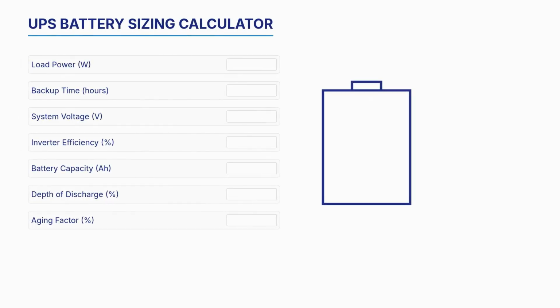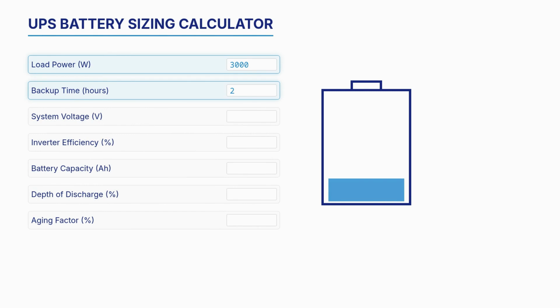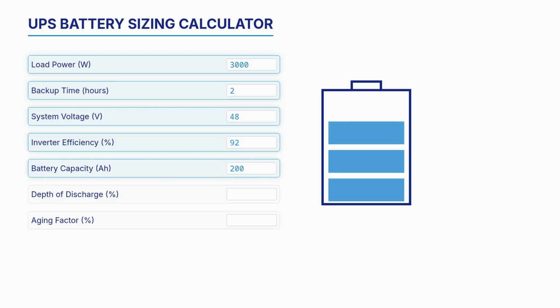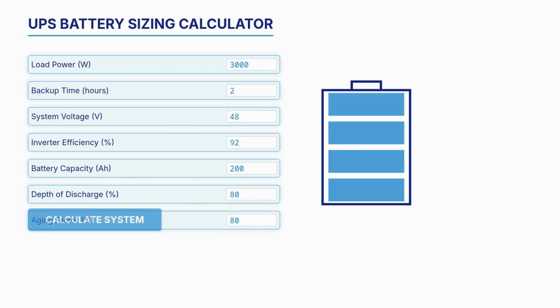Using these test values, 3000 watt load, 2-hour backup, 48 volt system, 92% efficiency, 200 amp hour batteries, 80% depth of discharge, and 80% aging factor, the calculator shows we need 212.30 amp hours of required battery capacity.